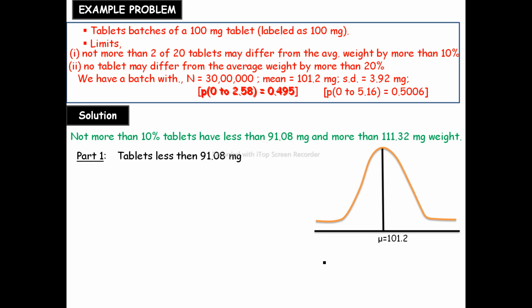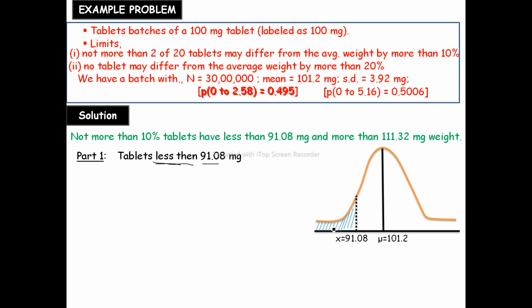Is 91.08 less than the mean or more than the mean? Our mean is 101, so 91 is less than the mean, isn't it? So it will come on the left-hand side. Right-hand side means more than the mean, left-hand side means less than the mean. Less than 91 means it will go further to the left. This blue shaded area is the probability of the tablets with weight less than 91.08 mg.